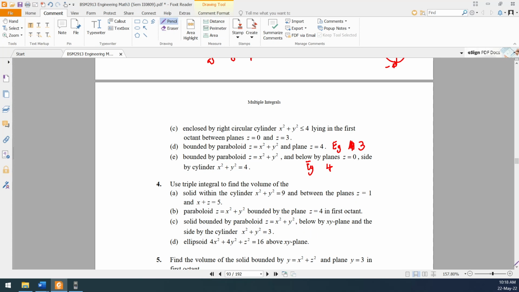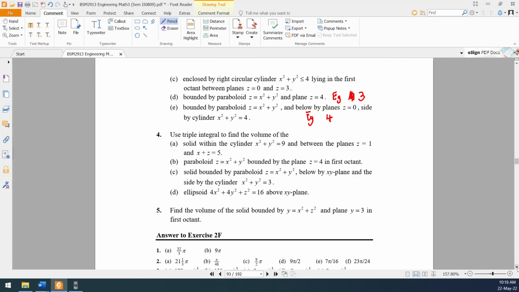You can have a try at question 4c: solid bounded by the paraboloid z equals x squared plus y squared, below by the xy plane, z equals 0, and on the side by the cylinder x squared plus y squared equals 3. This one is similar to question 3e, which is my example 4 in the lectures. It is only that we change 4 to 3.